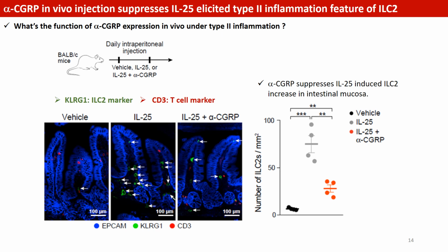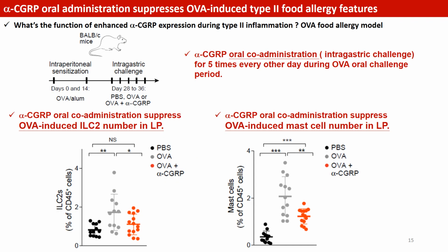The green cell is ILC2. In the co-treatment group, the green cell number is significantly reduced compared with IL-25 alone. Both the staining picture and the quantification results in the right panel show a consistent trend of significant decrease of ILC2 number in the co-treatment group compared with IL-25 alone.